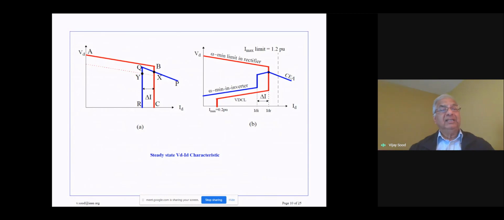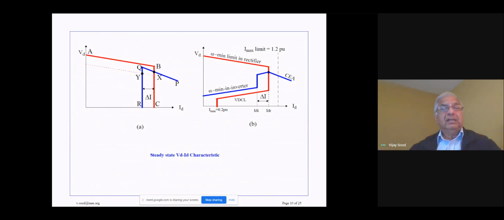Sometimes what happens if the AC voltage at the rectifier changes, if it drops down by a certain value, then this characteristic over here, AB, can shift downwards. And if that happens, then the operating point will move from X to Y. And this way, if the operating point is at Y, you can see now the inverter will take over current control, and the rectifier will be on this dotted line over here, which is the alpha min characteristic of the rectifier. So that will take over the voltage control.